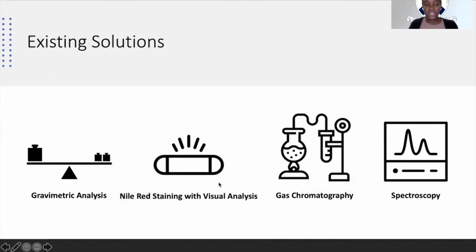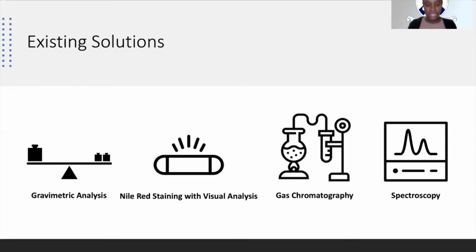Some existing solutions are gravimetric analysis, which, as you can see from the picture, is where they take the weight of a sample and compare it to the standard weight of one microplastic, an average weight, and then find what the number of microplastics in their sample could be.